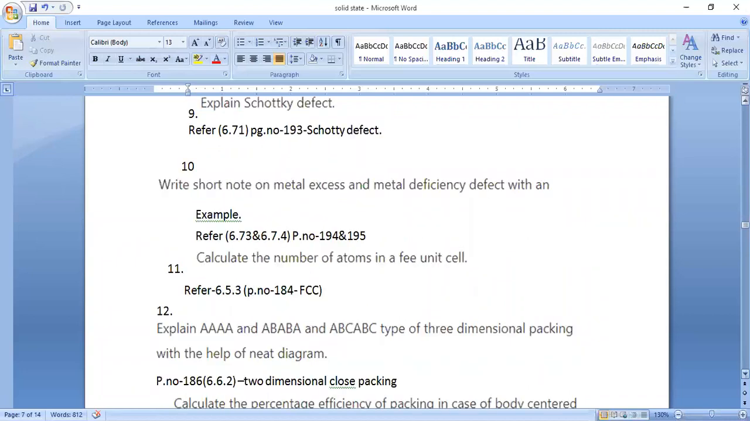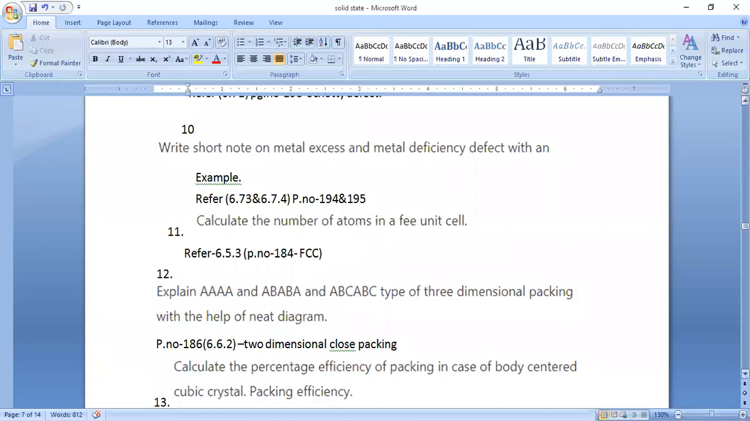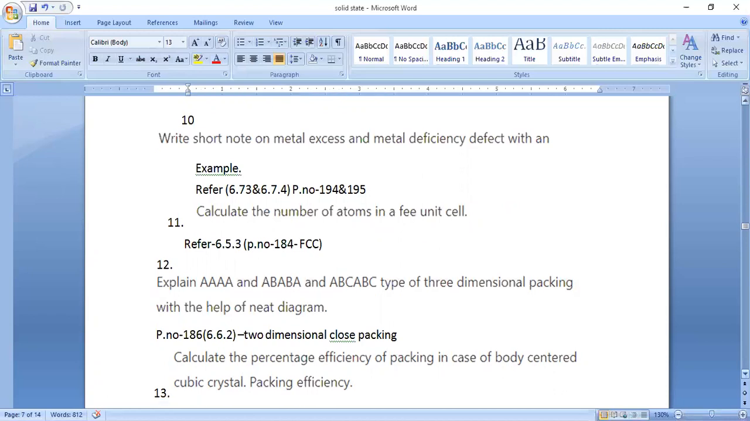So calculate the number of atoms in the FCC unit cell. Here this one is printed wrongly, not FEE, FCC unit cell. So the answer is in page number 184. So you need to refer 6.5.3, under the topic FCC.